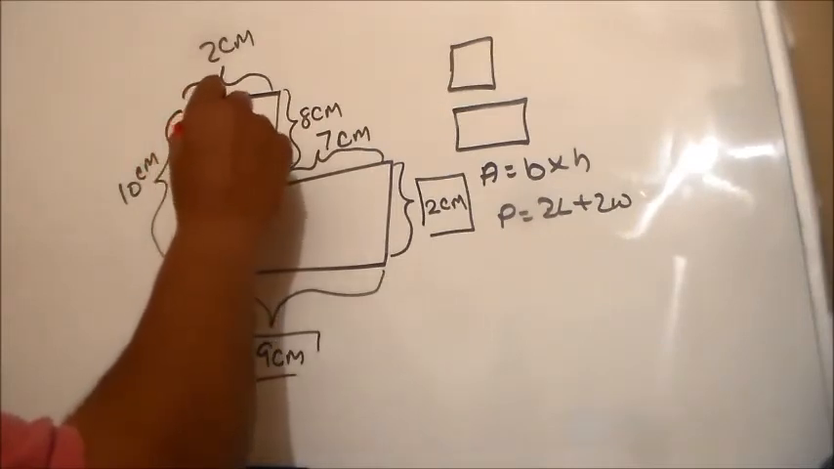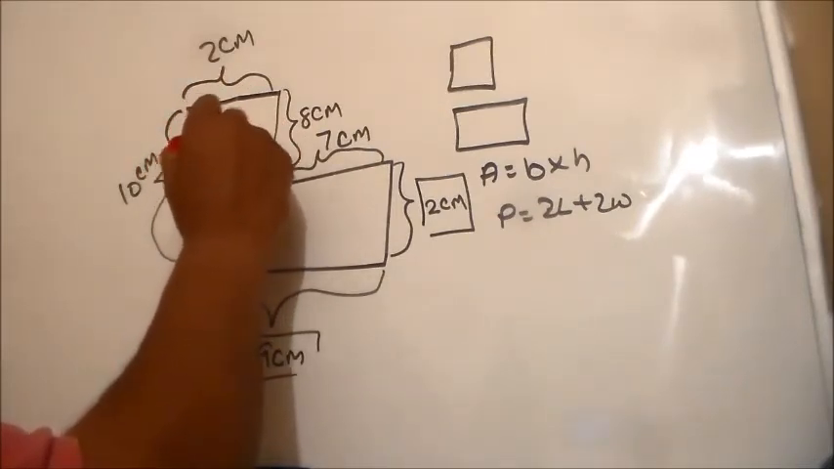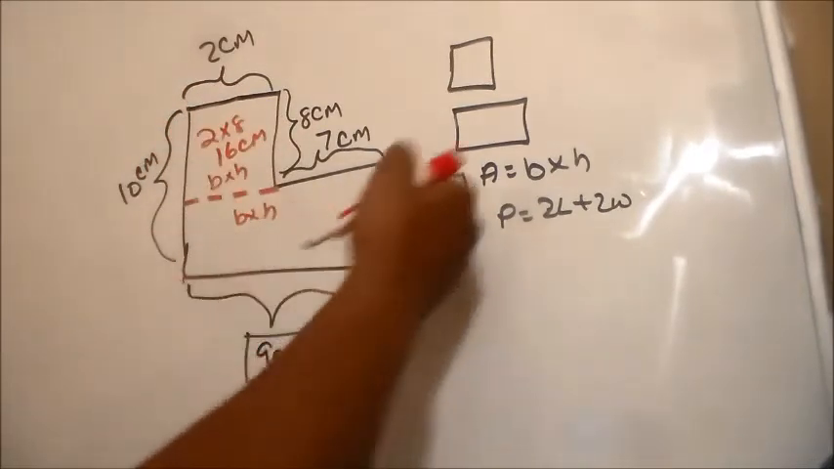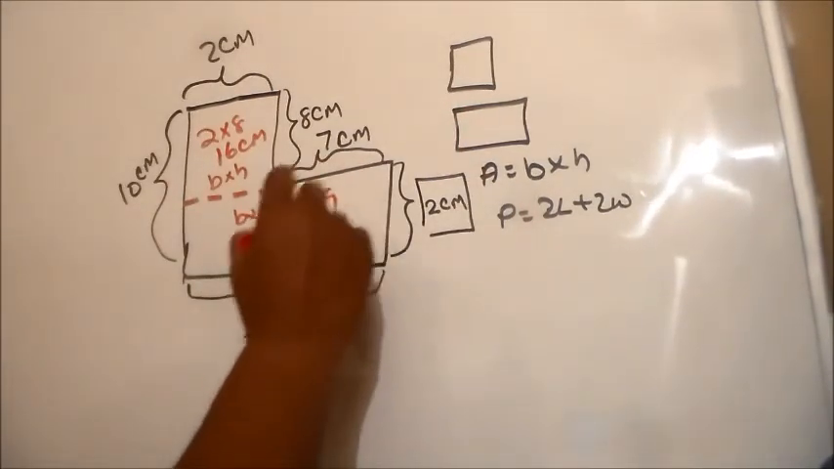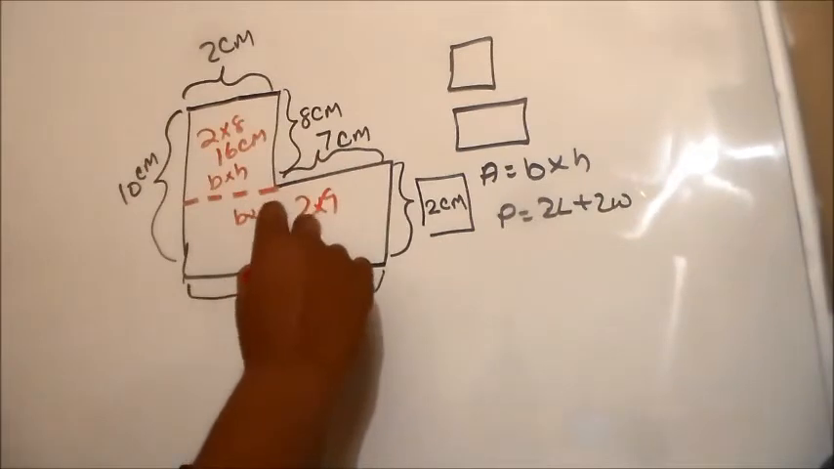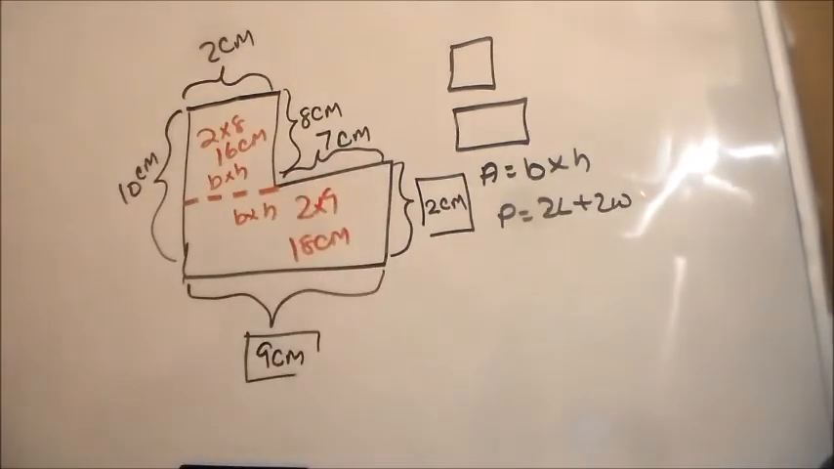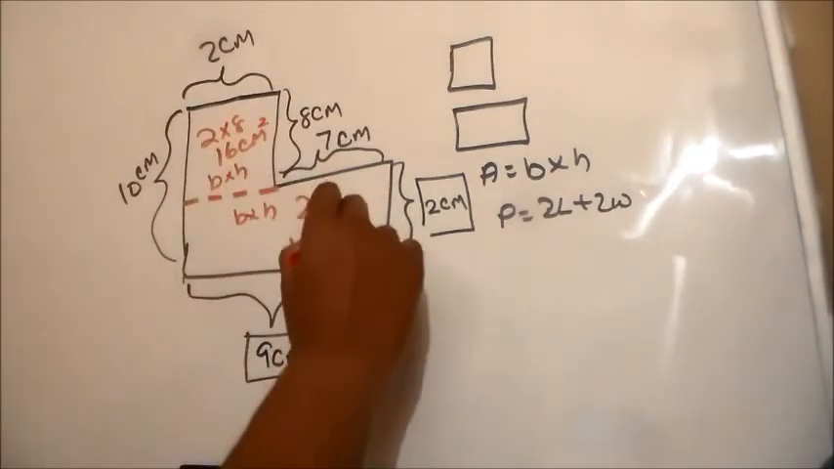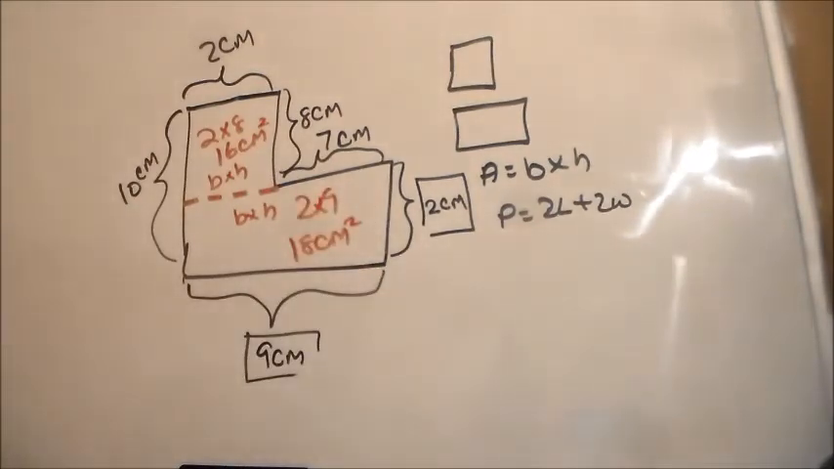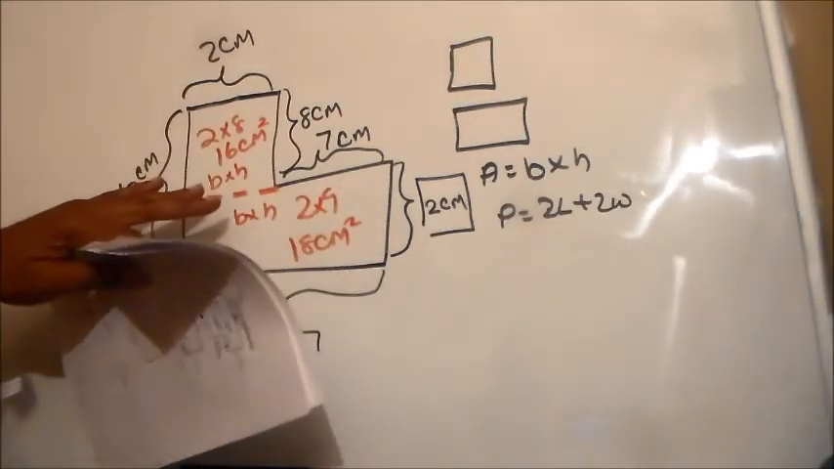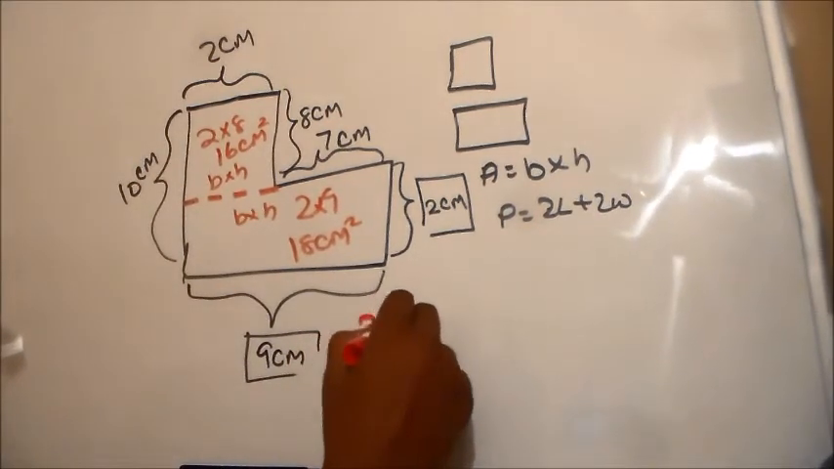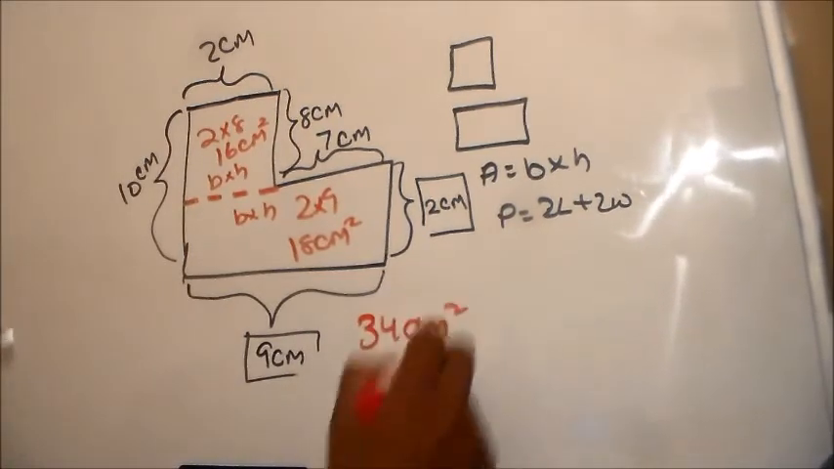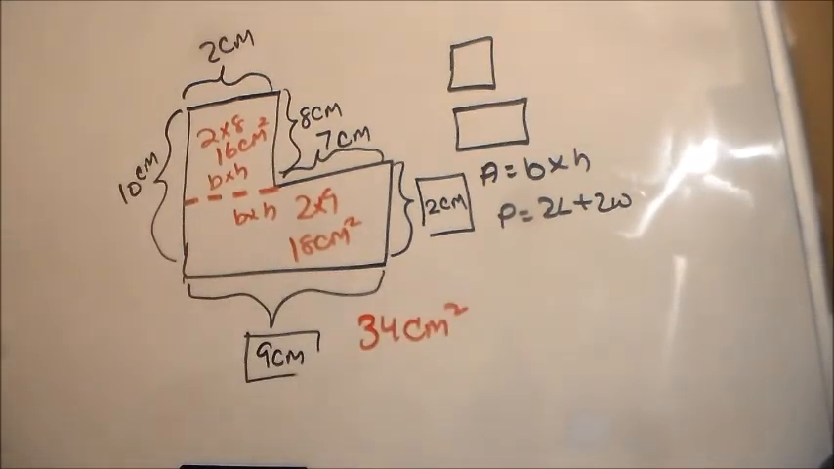So 2 times 8 is 16 square centimeters. And we know this is 2 by 9. 2 times 9 is 18 square centimeters. So after I do that, I'm just going to add the two numbers and come up with 34 square centimeters to come up with our area answer.